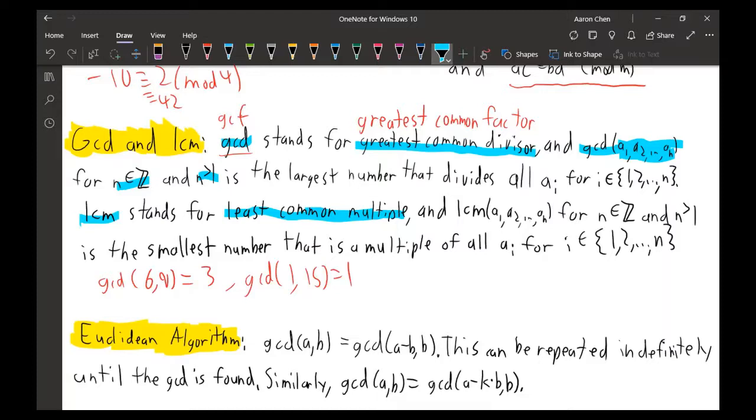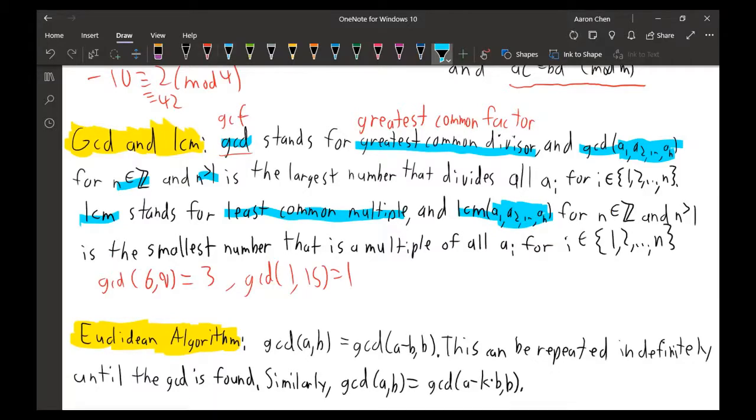So the LCM, I use the same notation as the one from earlier. Once again, what it means is that the LCM is the smallest number that is a multiple of all of the n numbers involved in the parentheses here.